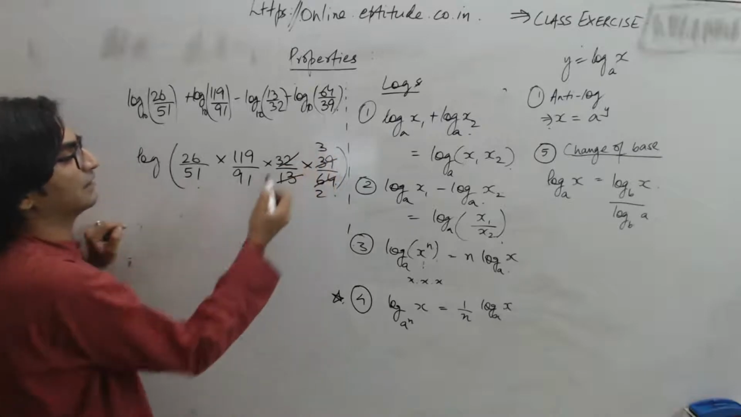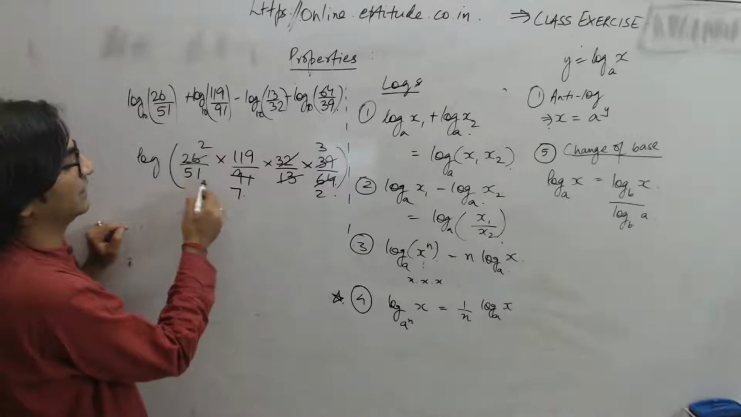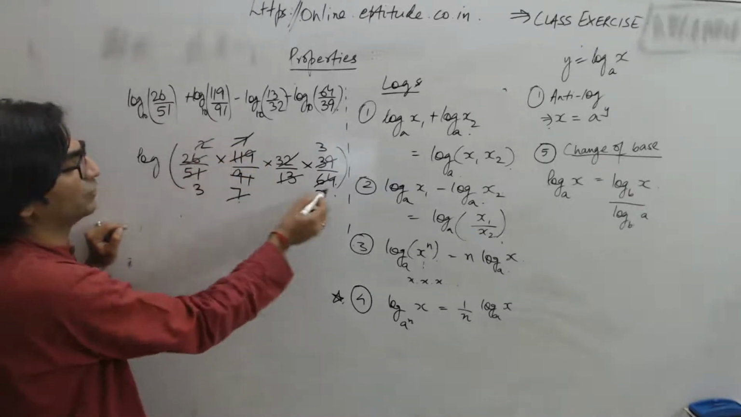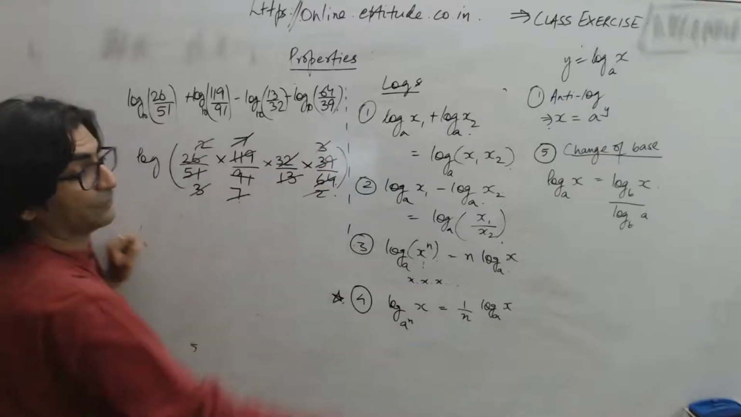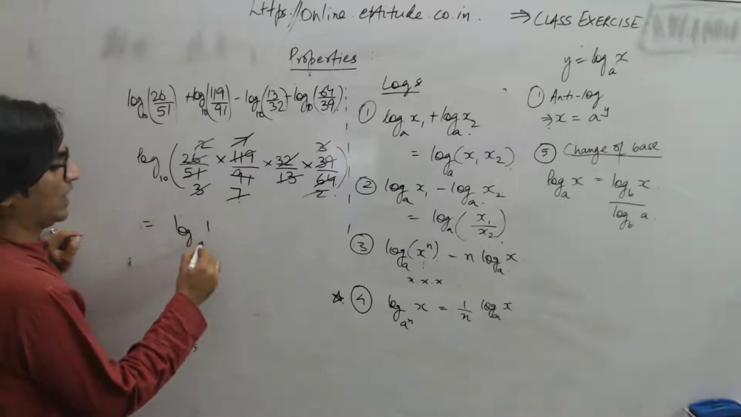13 3s are 39. And then 13 2s are 26. 13 7s are 91. 17 3s are 51. 17 7s are 119. 7 and 7 goes away. 2 and 2 goes away. 3 and 3 goes away. We're left with 1. So that becomes log of 1 in the base 10.